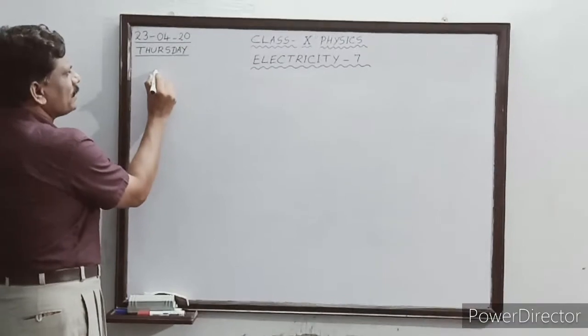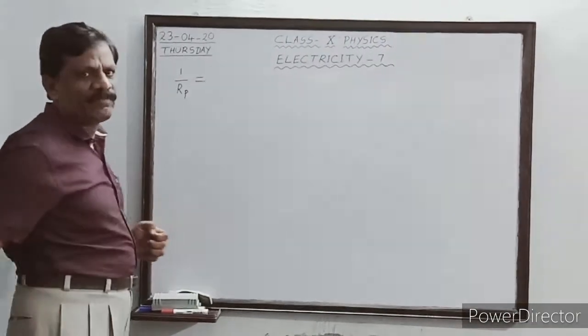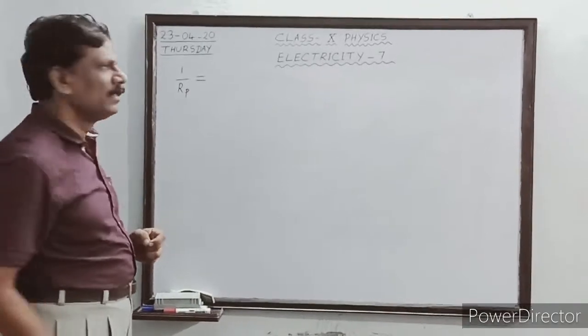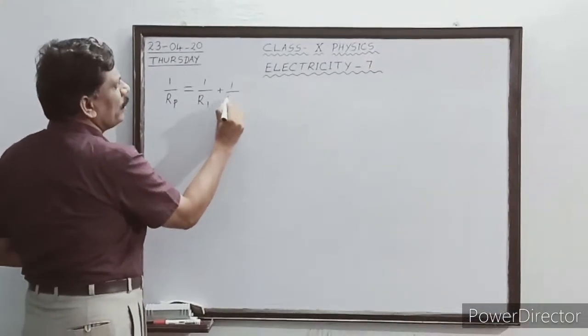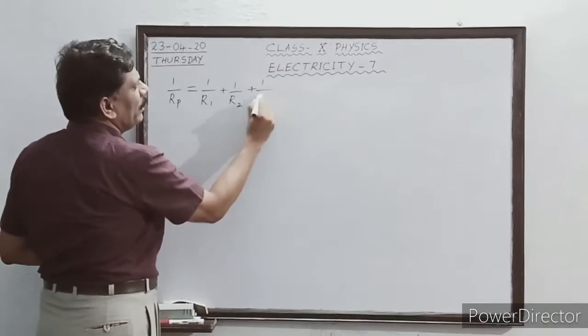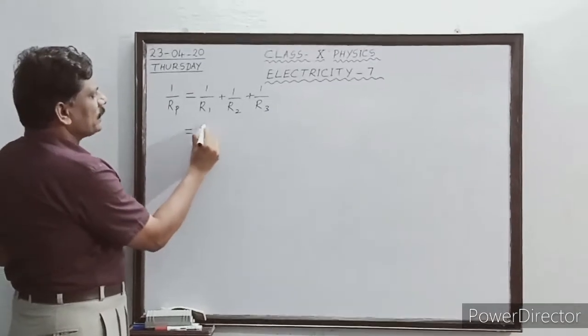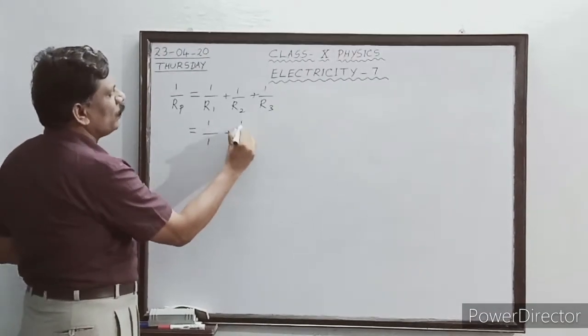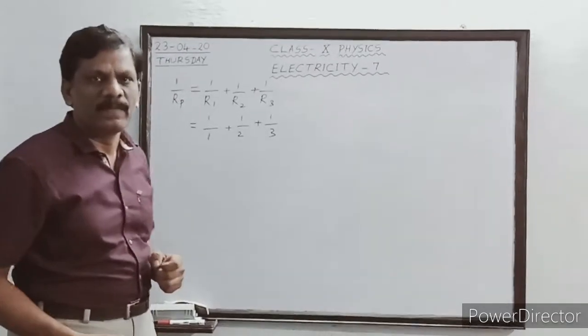When three resistors are connected in parallel, how to find the effective resistance by formula? So 1 by Rp is equal to 1 by R1 plus 1 by R2 plus 1 by R3. So here this is 1 divided by 1 plus 1 divided by 2 plus 1 divided by 3 ohm.